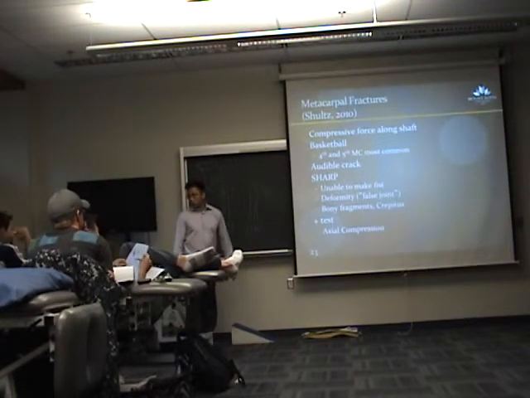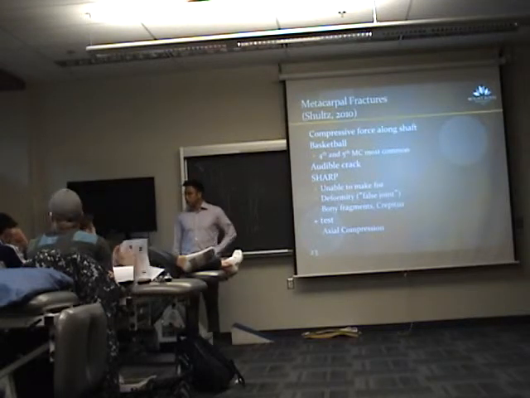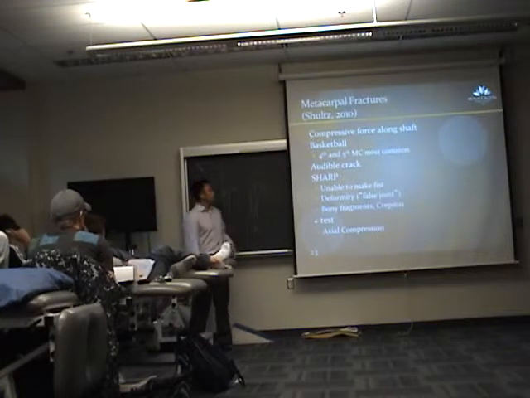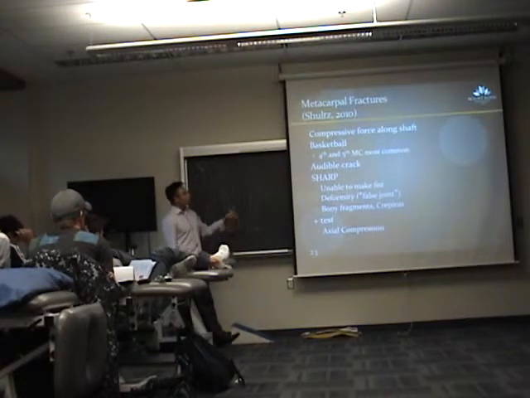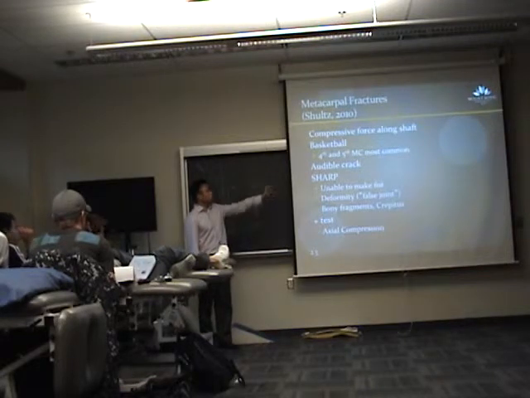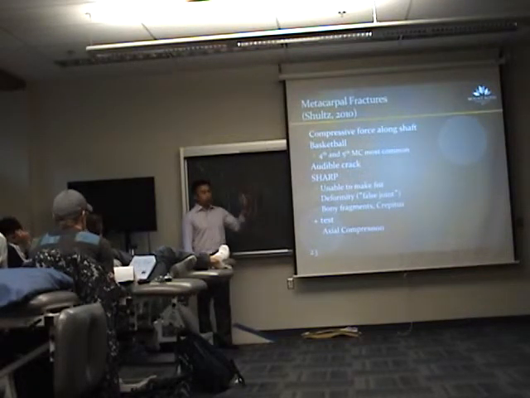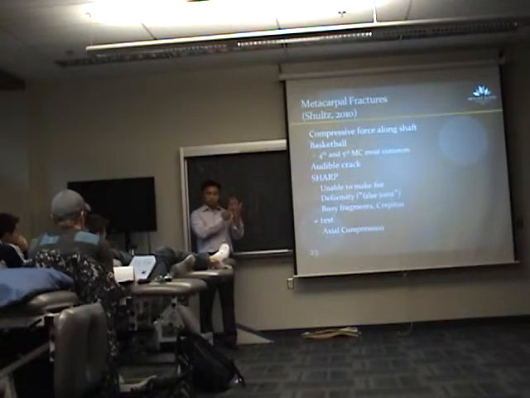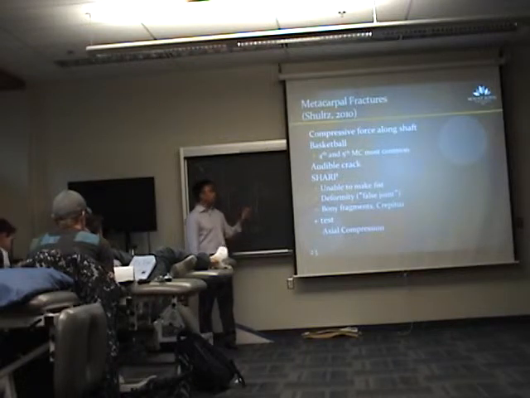Hand pathology. Metacarpal fractures: compressive force along the shaft of the metacarpal itself. There's a few that we'll talk about: Boxer's fractures, Bennett's fractures, and so on. It happens most in basketball. This is just general metacarpals. The fourth and fifth are most common. That's your ring finger and your pinky. Those metacarpals are most common.